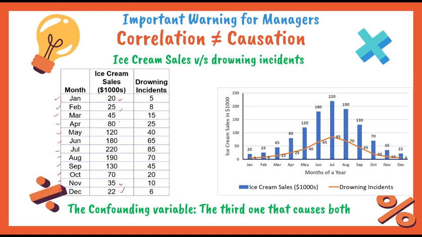Very few people are consuming ice cream. But during the summer season, as you can see, this period, May to September, it's thick. That means a lot of people are actually consuming ice cream, and so the sale is going high. This individual has also collected the data about the drowning incidents.